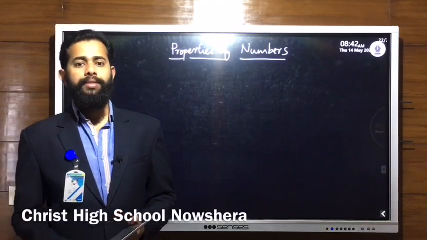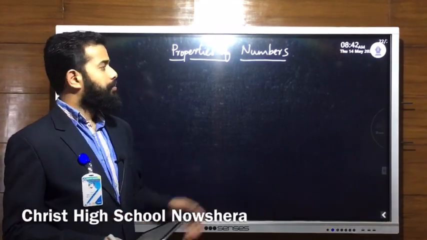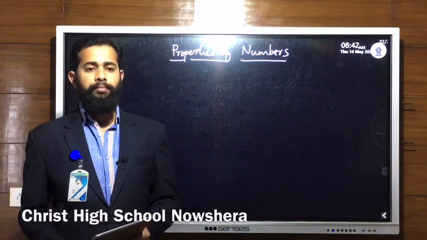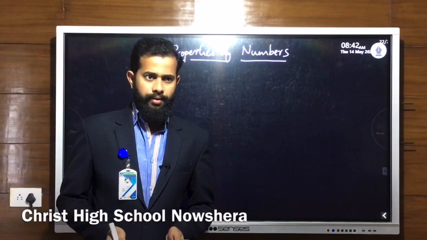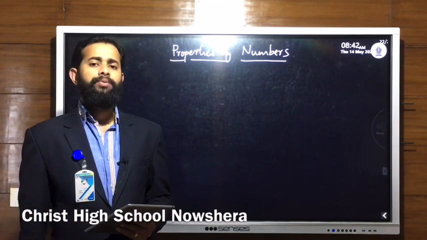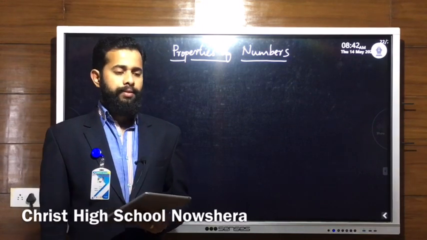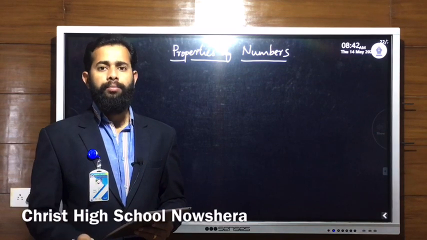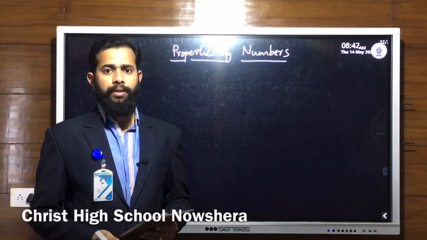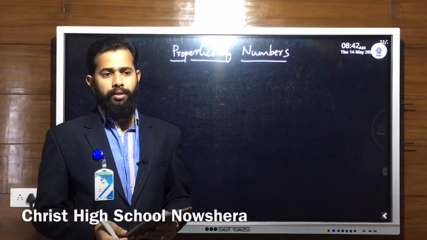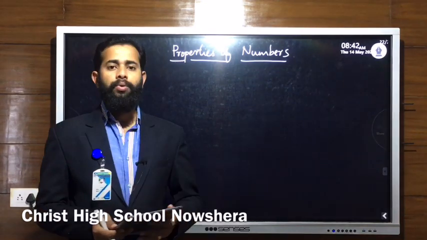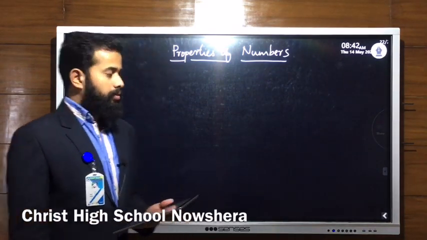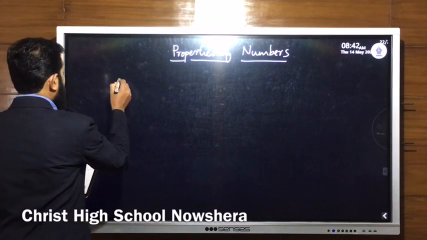Now we are going to discuss properties of rational numbers. There are three main properties we have to discuss in this topic. That is the closure property, associative property and commutative property. These three properties we are going to discuss first. So first of all, closure property.